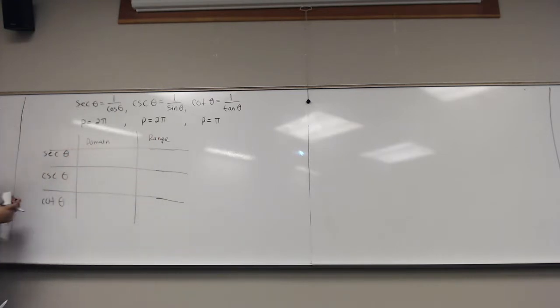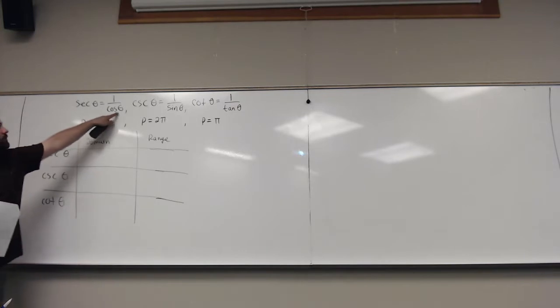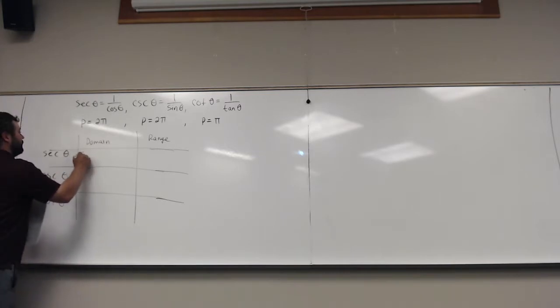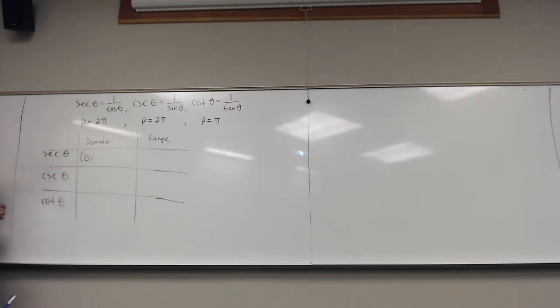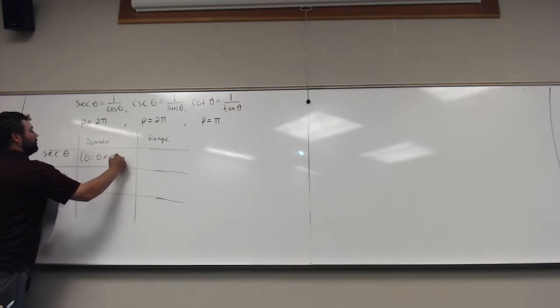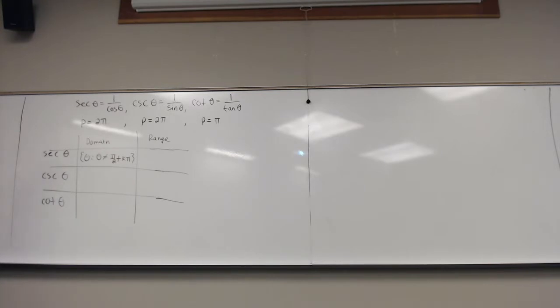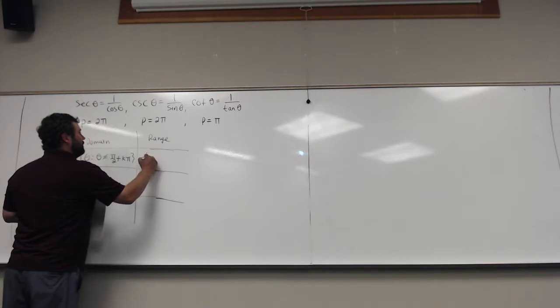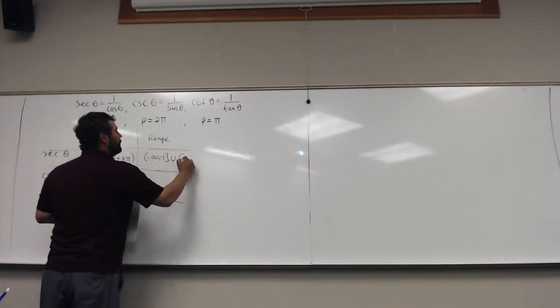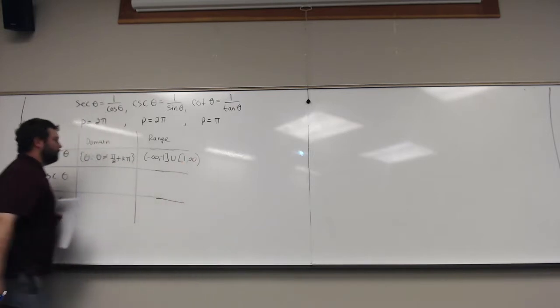Secant theta is defined anywhere cosine of theta is non-zero, which happens at pi over 2 plus or minus any multiple of pi. So the domain here would be the set of all angles theta such that theta is not equal to pi over 2 plus k pi, where k is an integer. The range was negative infinity to negative 1 union 1 to infinity.